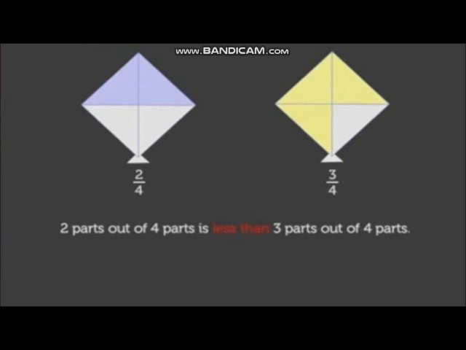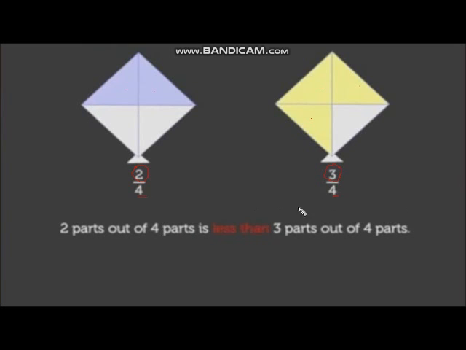Next, we are going to compare fractions. Now see, there are two kites in which the first kite is shaded. In the first kite, two parts out of 4 are shaded, and in the second kite 3 parts are shaded out of 4. So in the denominator there is 4 and there is also 4. But in the numerator here it is 2 and here it is 3.